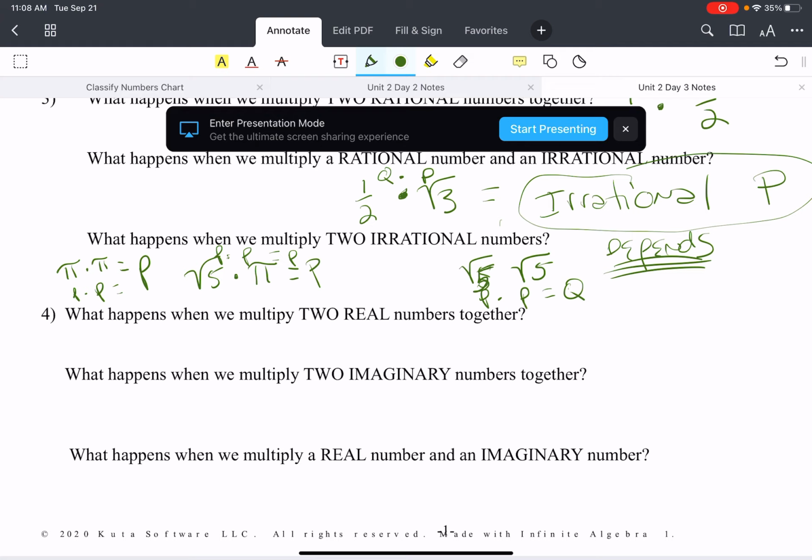Touche, Jose. Okay, what happens when we multiply two real numbers? So if I do 5 times -2, that's a real number times a real number, right? So I want to know, is my answer going to be real or imaginary? Real. All right, you got me in that one. Okay, two real numbers multiplied stays real. Good.